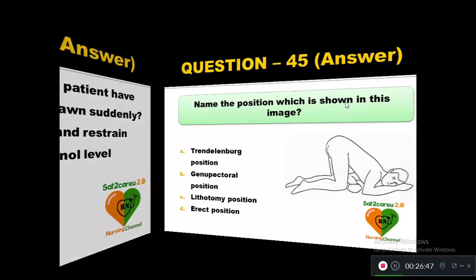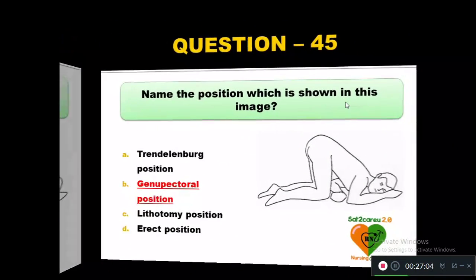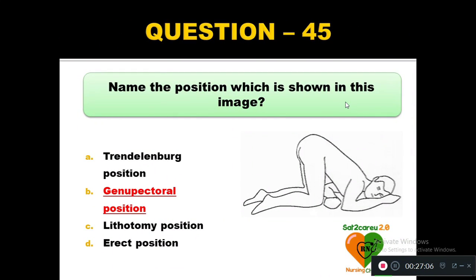Question number 45. Image based question. Name the position which is shown in this image. A, Trendelenburg position. B, genupectoral position. C, lithotomy position. And D, erect position. The right position is genupectoral position, also called Nature's position.